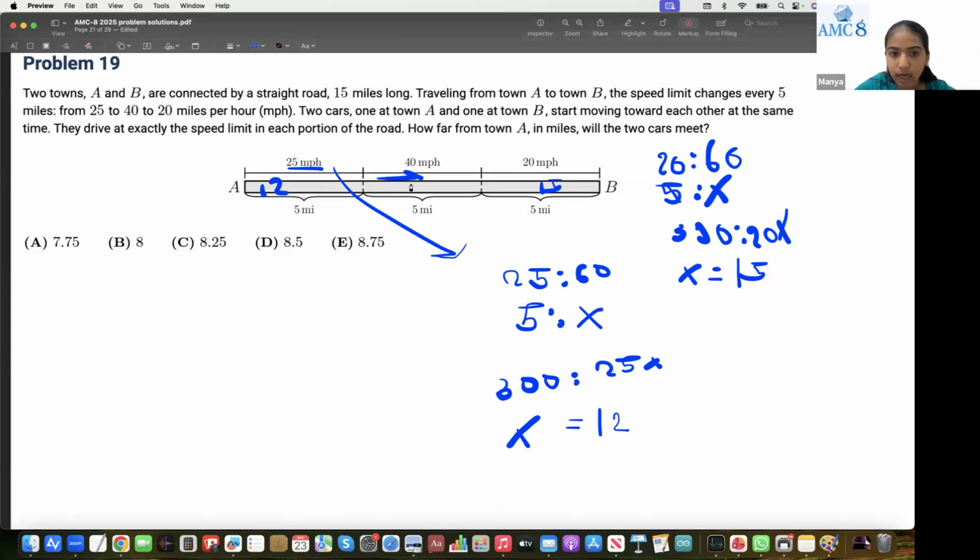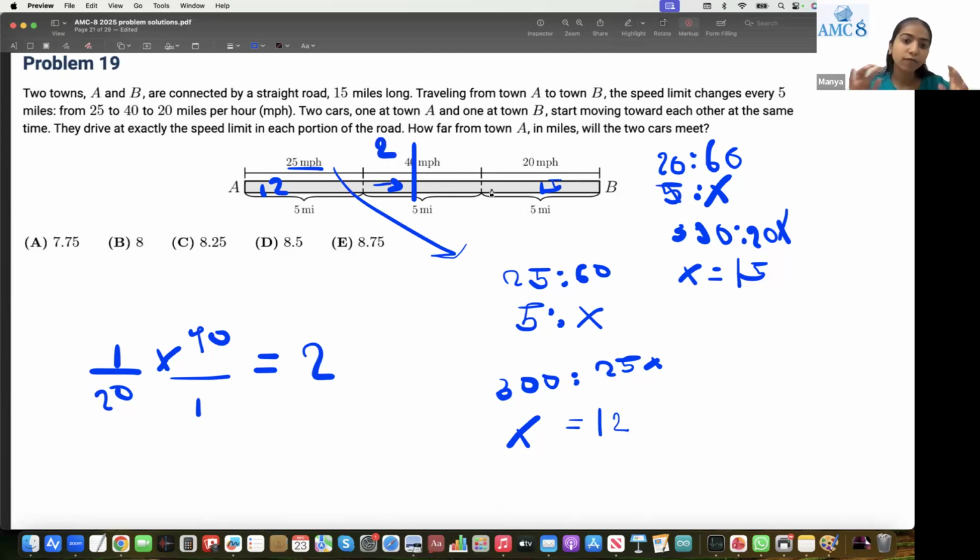So in 3 minutes, how many miles will it travel? 3 minutes is 1 over 20 of an hour. So 1 over 20 times 40, since it's 40 miles per hour, will be giving us 40 over 20, which will be equal to 2. So this car would have already traveled 2 miles. So let's write 2 over here. After it traveled 2 miles, there's still 3 miles remaining. So let's just write 3 over here. Still 3 miles remaining. And car B would have reached there.